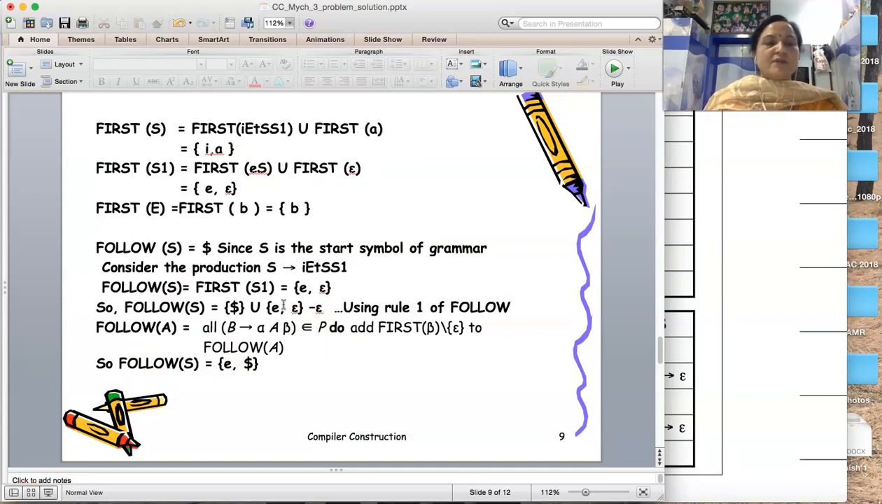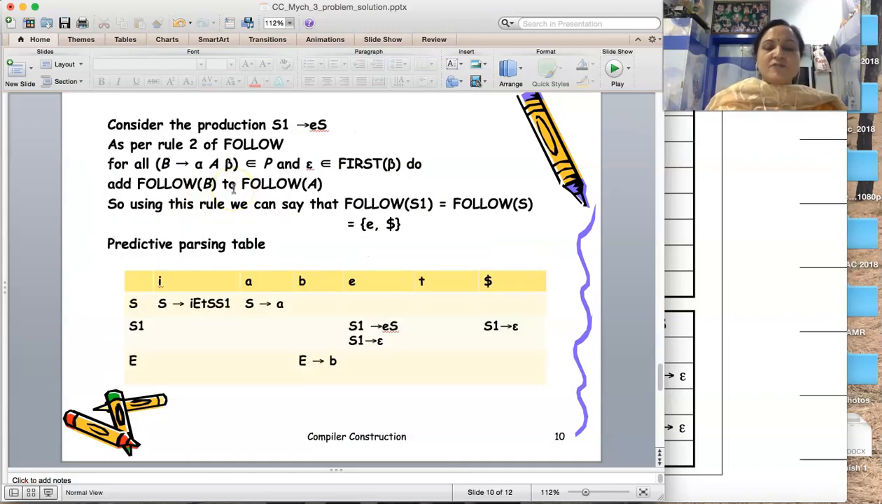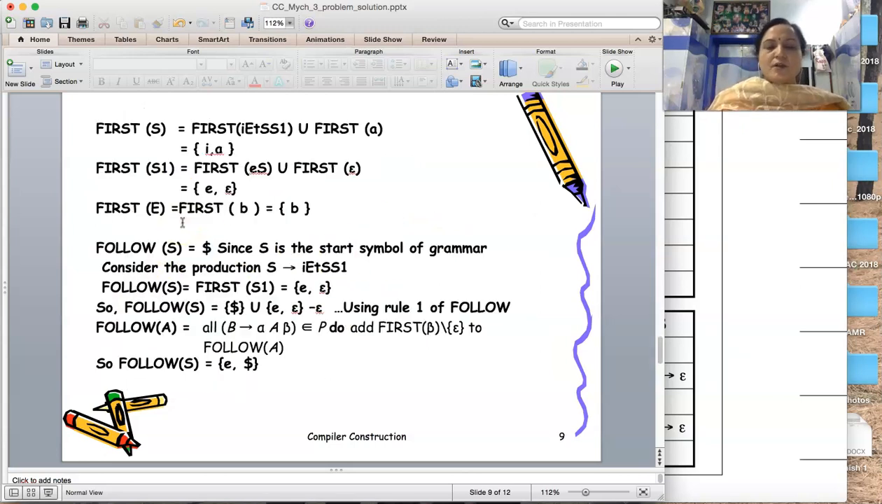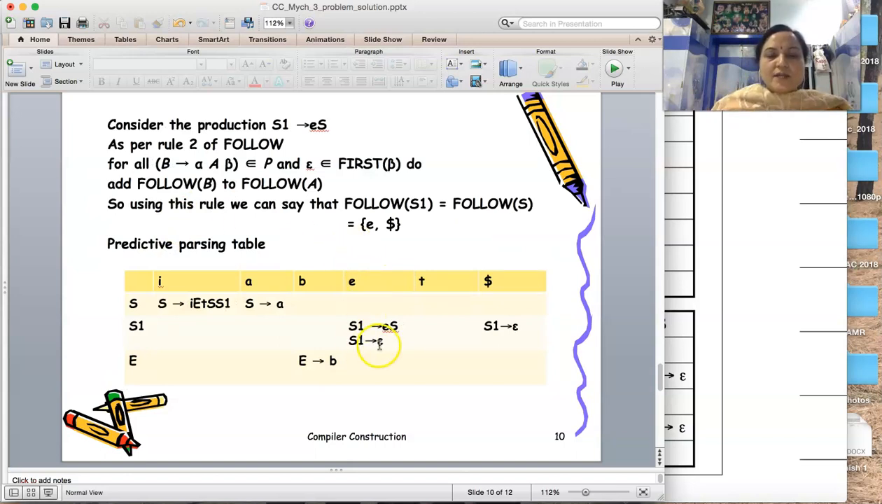Now for the next non-terminal S1, what is the production? S1 tends to eS or epsilon. Now what is first of S1? First of S1 is e comma epsilon. Since first of S1 is e comma epsilon, I will write S1 tends to eS below e, and now for epsilon, because S1 is deriving epsilon, I need to compute follow of S1. Follow of S1 is e comma dollar. So below e comma dollar, I should use the second production of S1, that is S1 tends to epsilon. So I will write below e S1 tends to epsilon and below dollar S1 tends to epsilon.